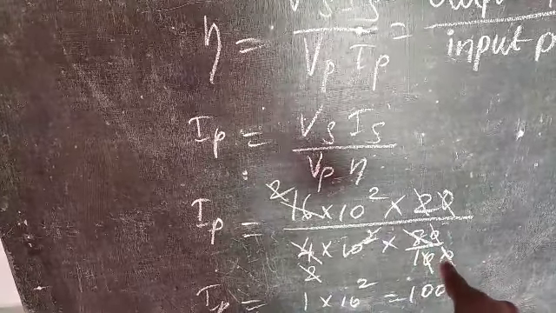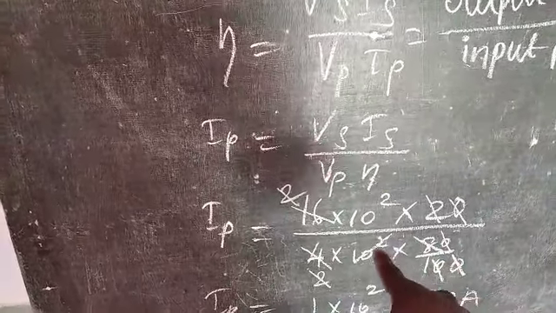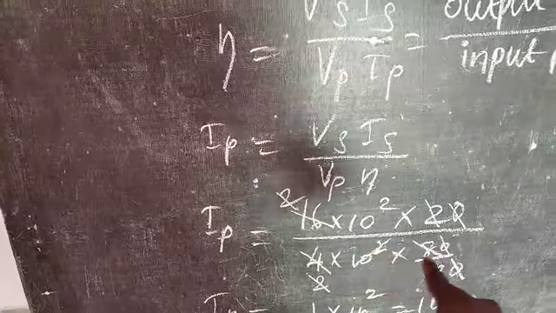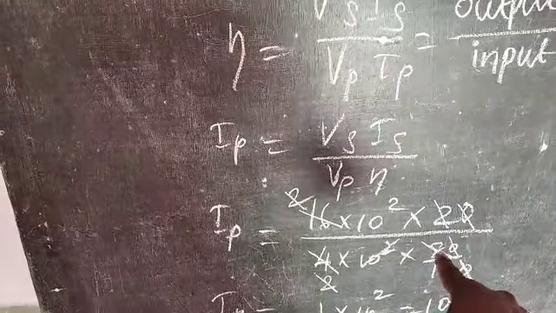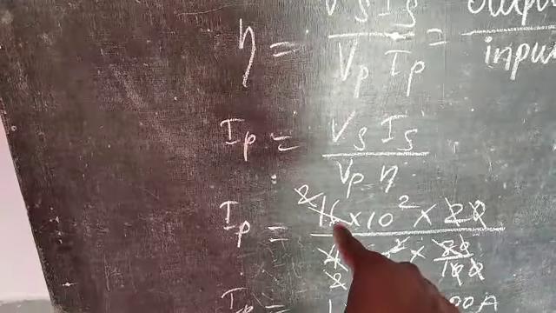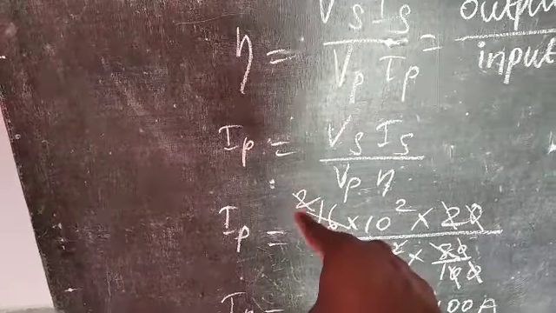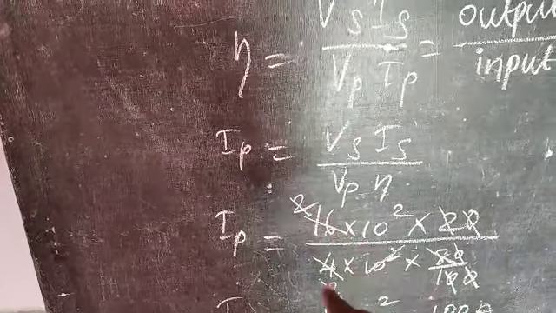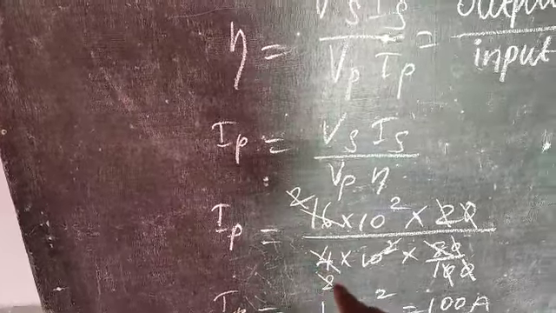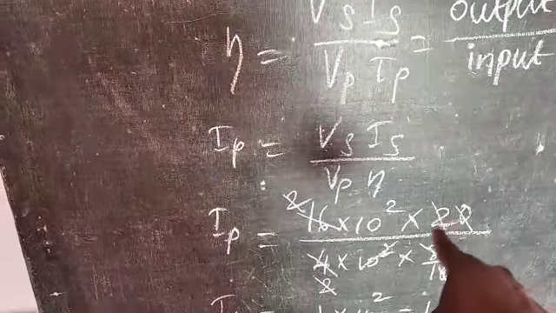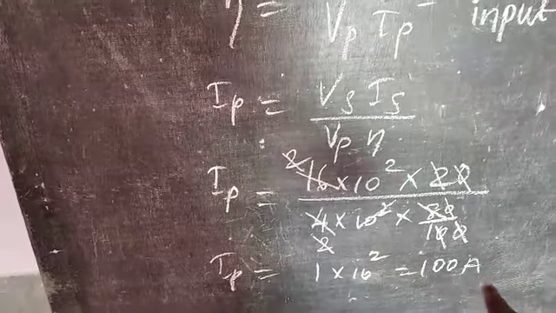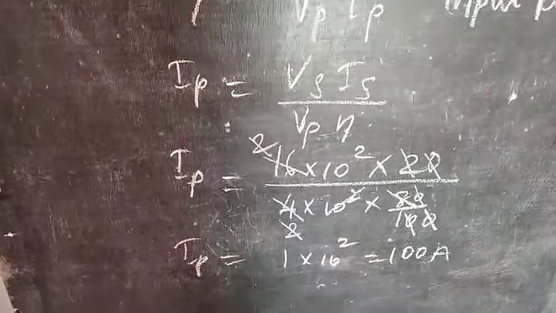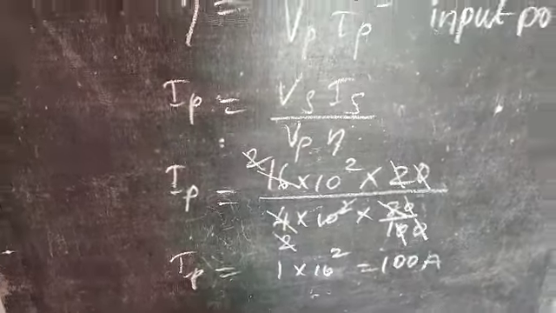So cancel this 100, 10 power 2 cancel, 0, 0 cancel, 8 ones are 8, 8 twos are 16, then cancel 2 twos are 4, then 2 twos are 2, 2 ones are 2, cancel. So we obtained 1 into 10 power 2, 100 ampere. Primary current IP equal 100 ampere.